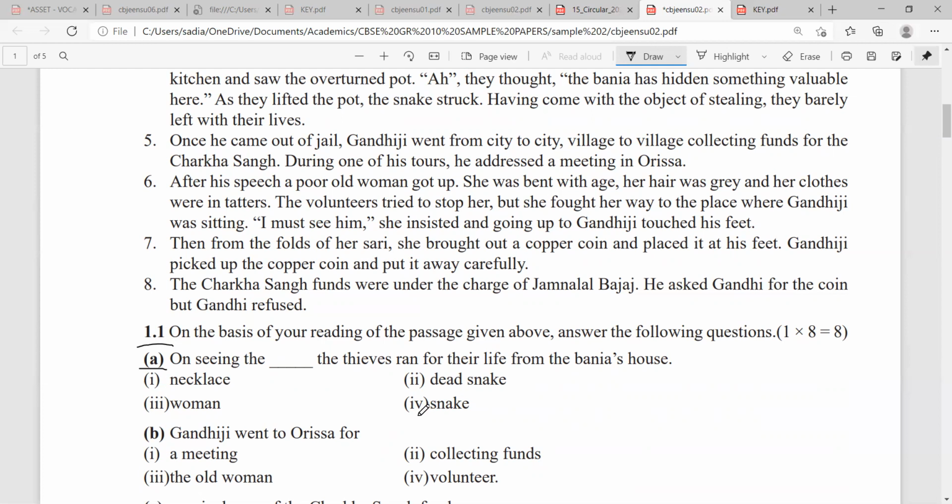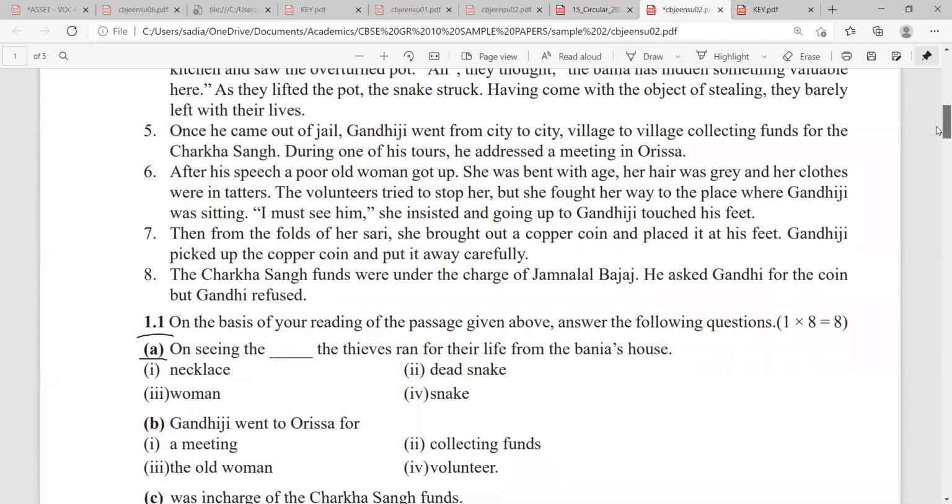Suppose you are selecting 4 and snake, then you write this in your textual area with that option literal, whatever the number is given over there, option number, and the answer also in your textual area. So make sure that what you write, the option number, you write in the margin and the word you write in the textual area. I hope this gives you an idea how to write the answers in the notebook. Let us proceed.